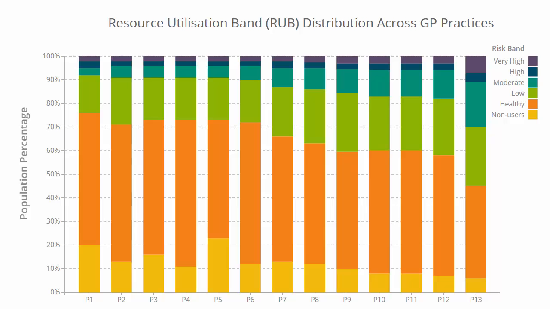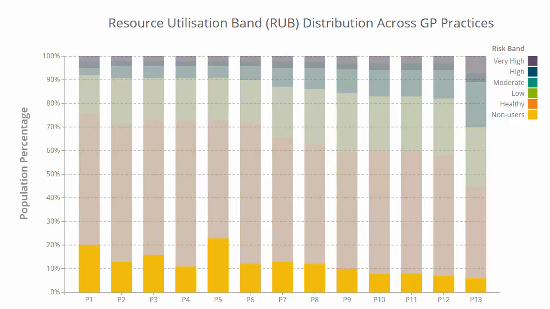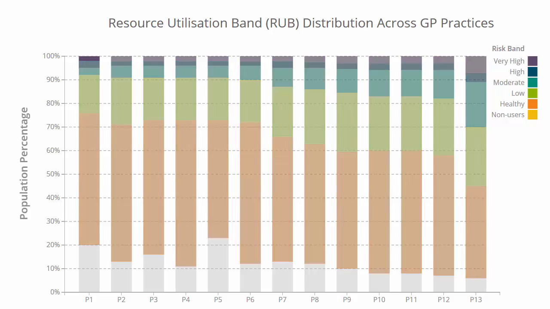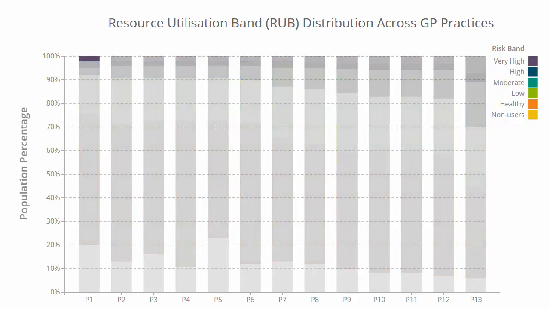The colours represent patients in different resource utilisation bands within each practice. Non-users have no chronic conditions and have not been seen by a GP or had any hospital-based activity in the previous year. Each of the other 5 bands shows the percentage of patients that have collectively consumed 20% of resources in the year. So for example, in Practice 1, about 2% of patients who are in the very high utilisation band used 20% of resources in the past year.